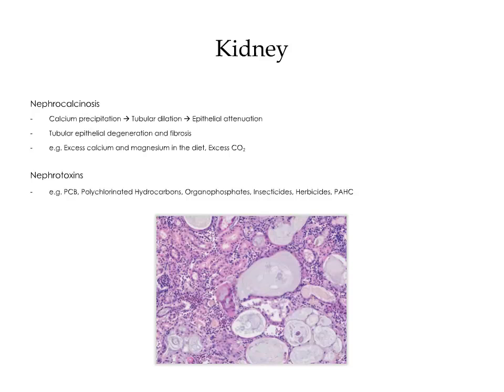There are a variety of toxins within the aquatic environment that can cause renal tubular injury. Examples include polychlorinated biphenyls, polychlorinated hydrocarbons, organophosphates, insecticides, herbicides, and polyaromatic hydrocarbons. The image on the bottom is an example of nephrocalcinosis.